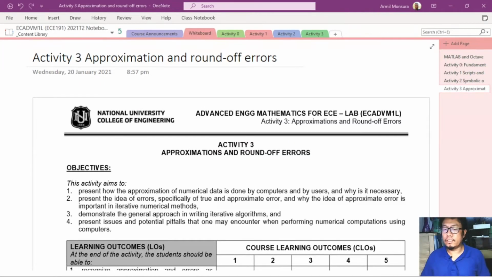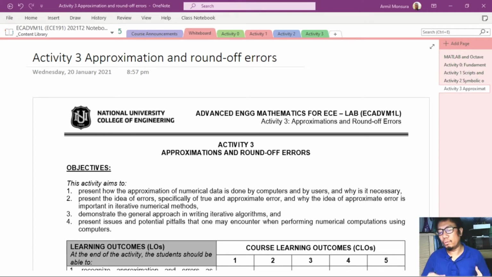So in this activity, we will explore approximations and round-off errors. What we would like to find out here is how approximation is first done, or at what points approximation is done on your data. Basically, your numerical inputs here are considered data.